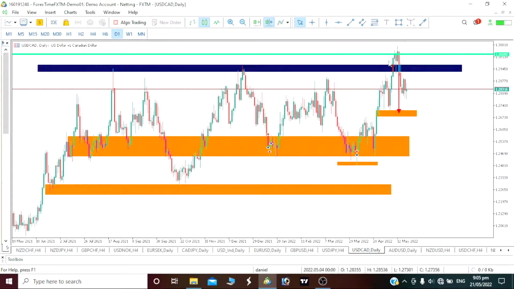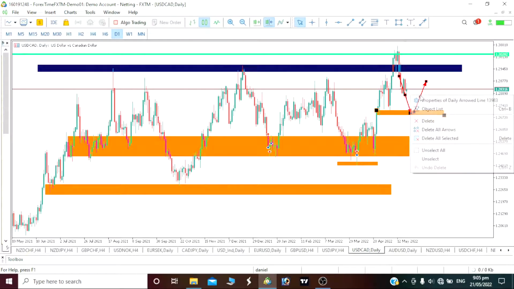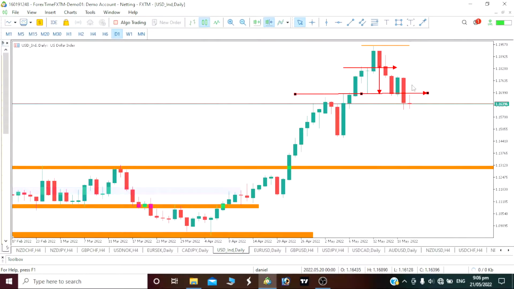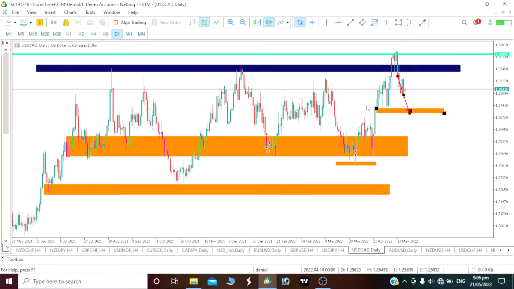So I'm still waiting for our fall to hit this area here, this key level that I've highlighted. If my USD index can hit this area that I've highlighted, then I'll be aiming for a buy move. The reason why I said we are going to be going bearish this week is because if you look at our index, we are aiming for a fall on our index. So definitely the fall will reflect on our USD CAD.